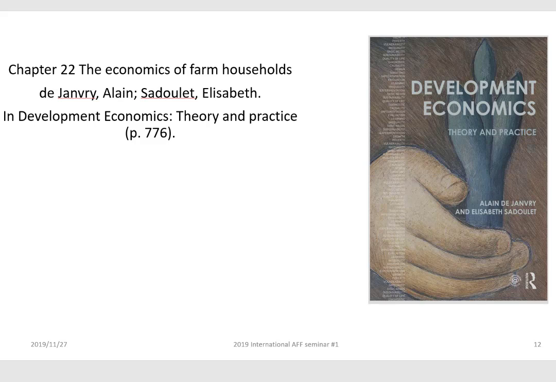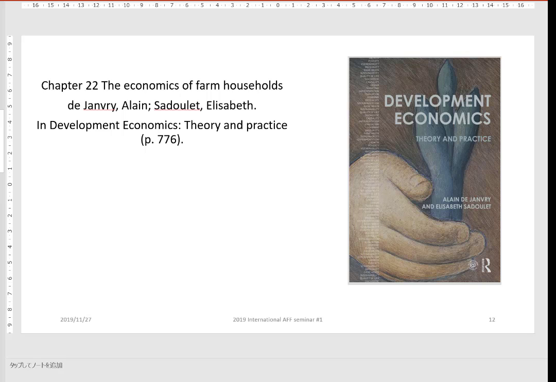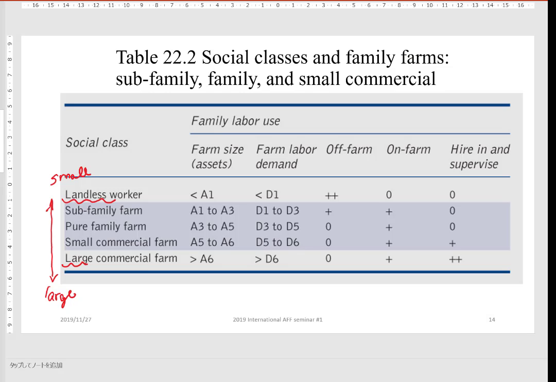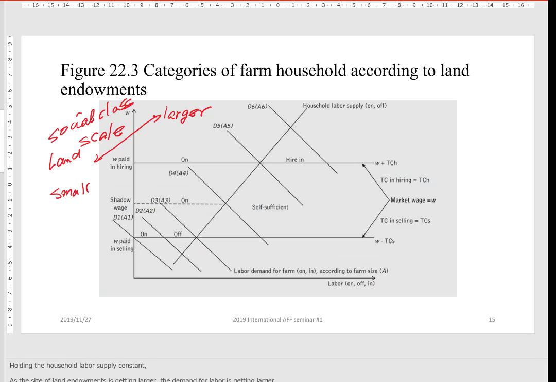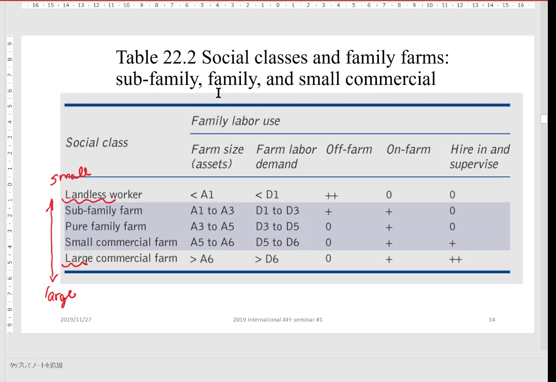Now, this is the figure which I want to explain. As this table shows, there are six social classes assumed, based on land use and asset endowment. Here, landholding means the land for farming.